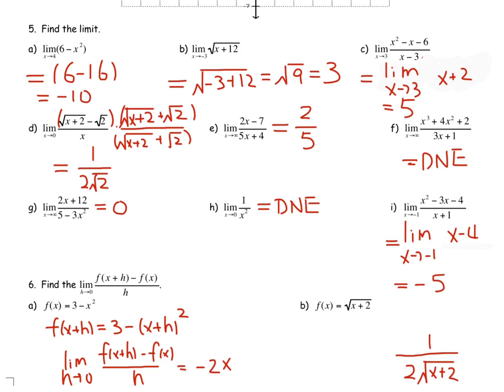So letter A, the limit for this particular function, 3 minus x squared. If you plug it into the function f of x plus h, it will be 3 minus x plus h squared. Carrying out your calculations, you will find the limit is going to be negative 2x. 6b, f of x equals square root of x plus 2. If you carry out the limit calculation, you'll find the answer is going to be 1 over 2 times square root of x plus 2.